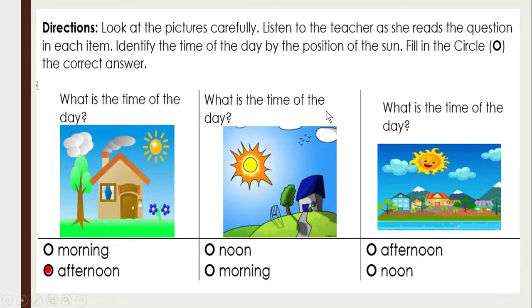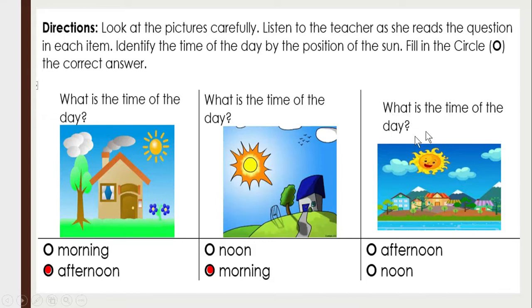What is the time of the day of the picture? Noon, morning? Very good. The answer is morning. Third and last question for the daytime sky.